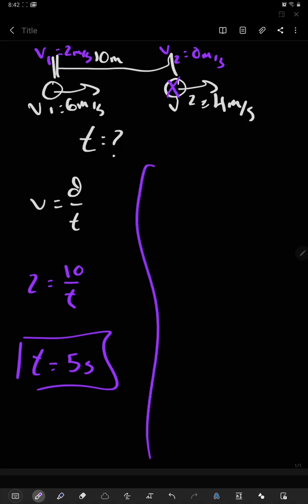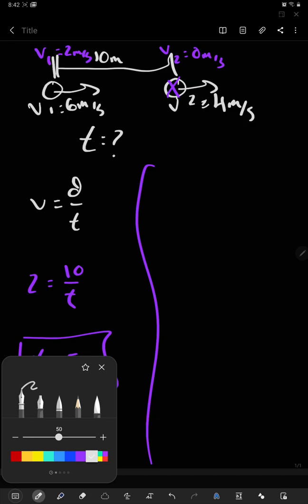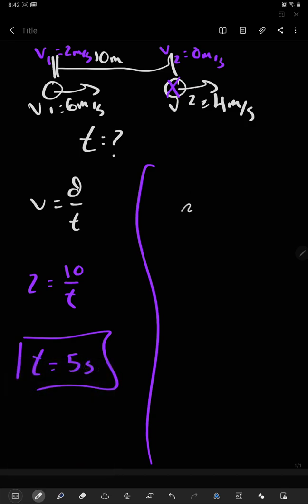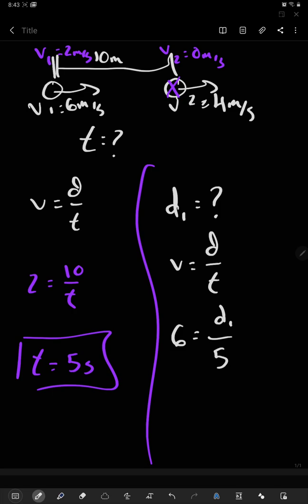And then the question comes up, how far do you travel? Or how long does that take me? So if we're looking for d1, again, we go back to constant motion. It's v equals d over t. This time, though, I use my speed, my 6 meters per second. So d is what we're looking for, d1 specifically, and t is 5 seconds. So I'd multiply both sides by 5. It's going to take me 30 meters to catch up to you.